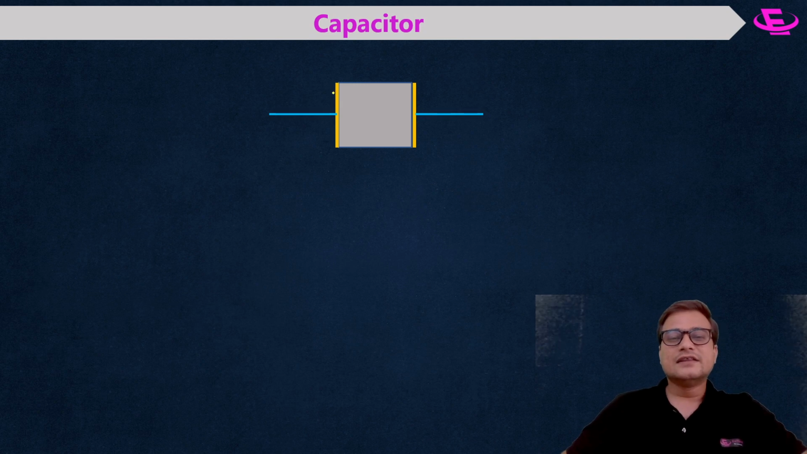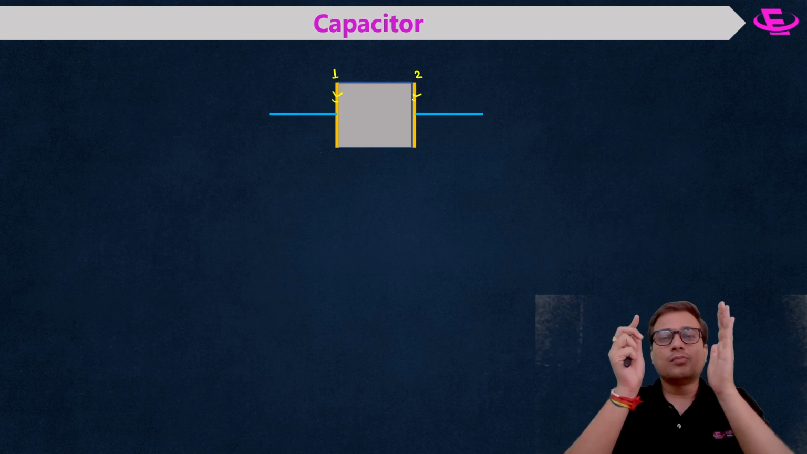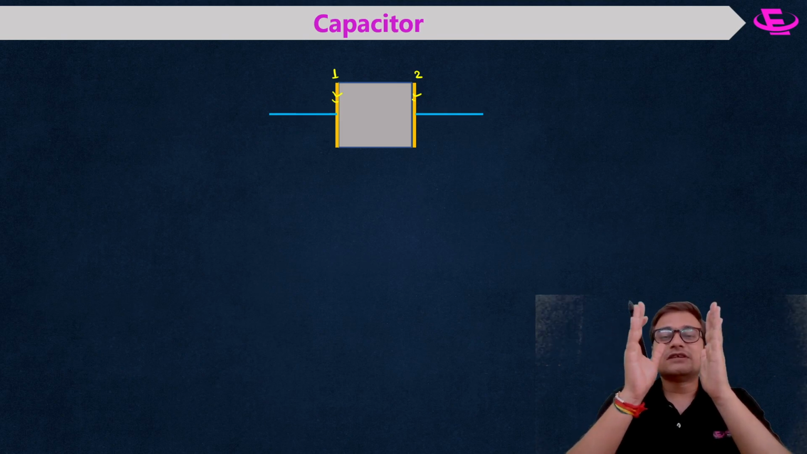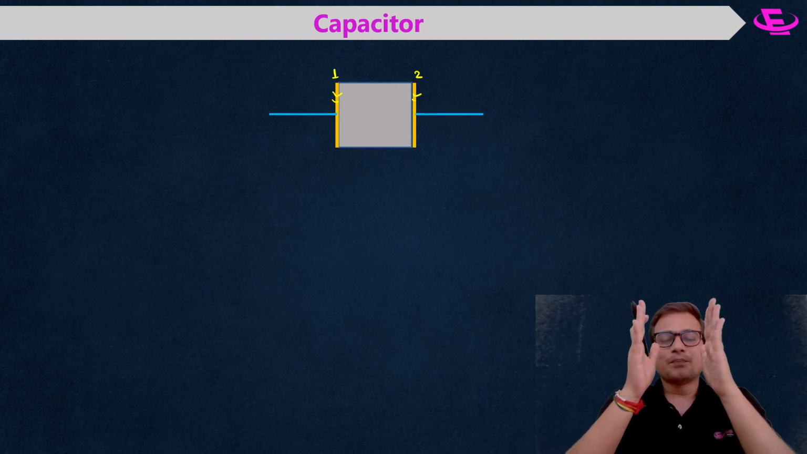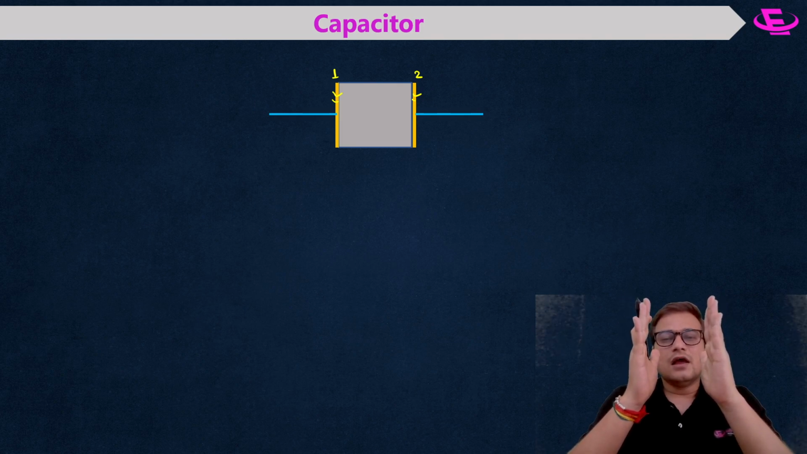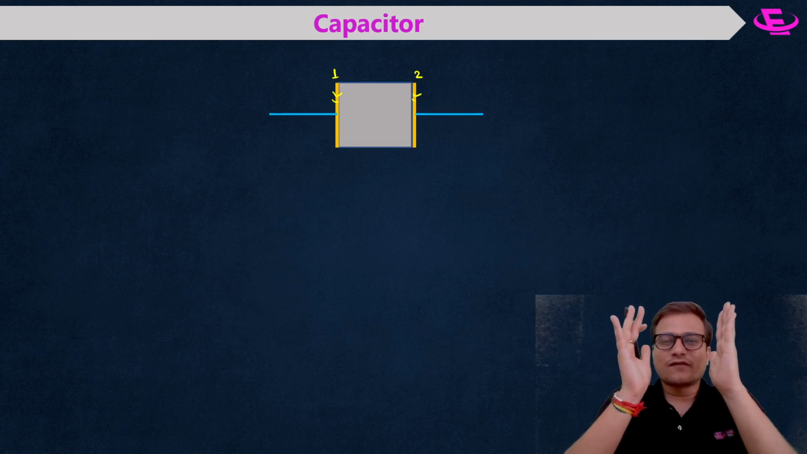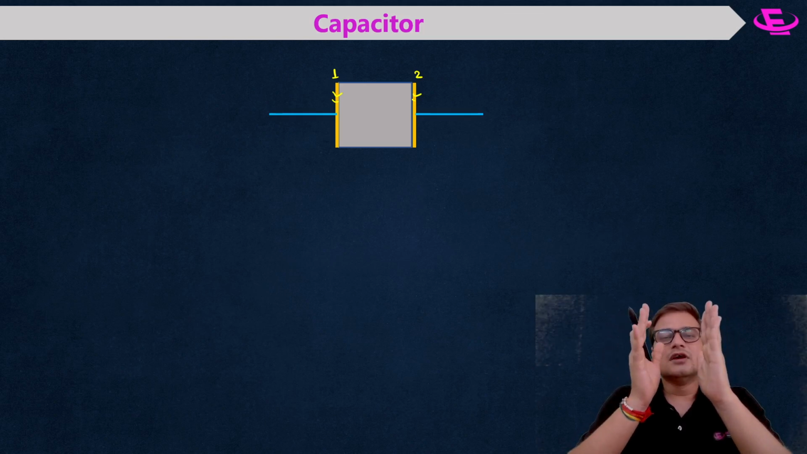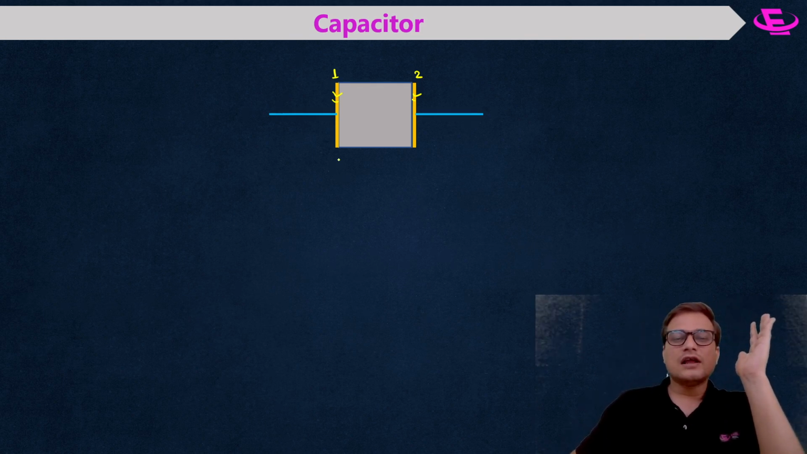You can see this is one plate, this is another plate. Plate number 1, plate number 2. That means two plates are kept parallel. Plates means conducting plates. Suppose we are taking two rectangular or circular plates, we keep them parallel, and in between the plates there is either air, vacuum, or some different dielectric or insulating medium. So this will be called a capacitor.